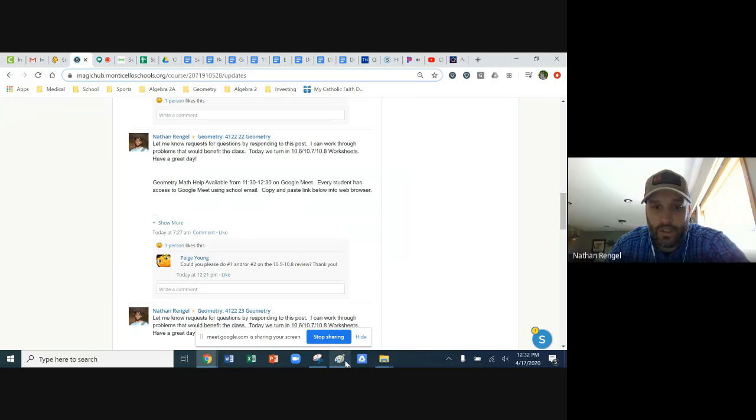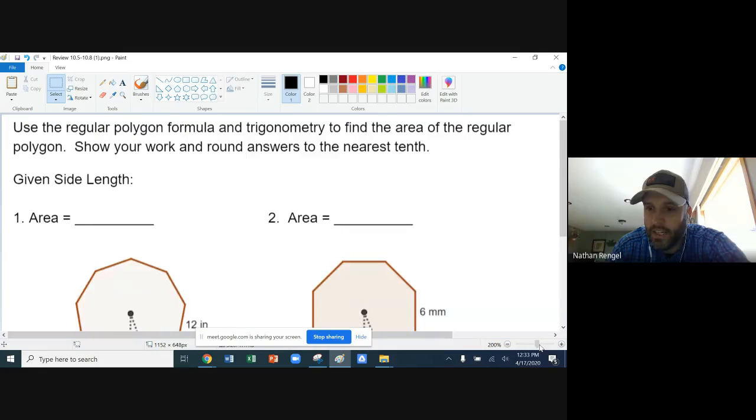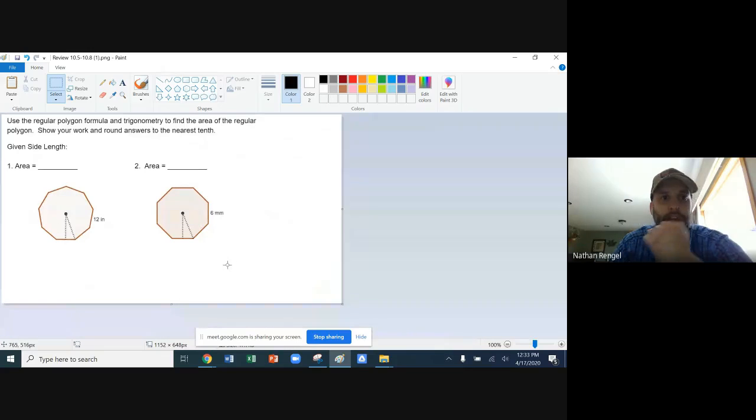All right, so we will take a look at the review. Number 1 and number 2 are very similar, so we'll look at number 1, and then you can use this to help guide you with number 2. Use the regular polygon formula and trigonometry to find the area of the regular polygon. Show your work and round your answers to the nearest tenth. So here we're given a side length, and from that we're going to find the area.